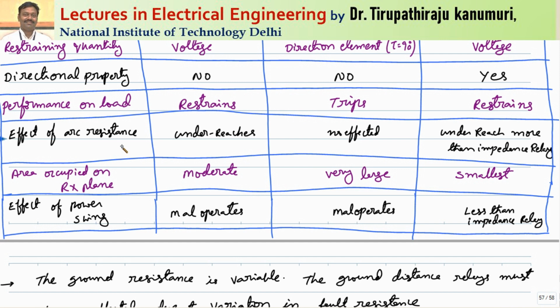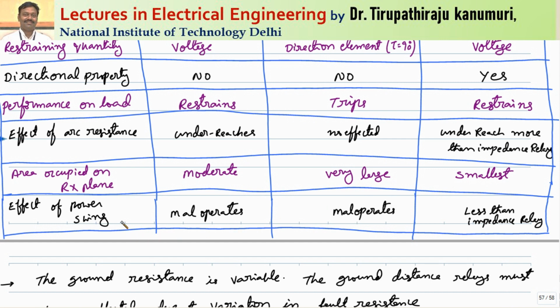So now the effect of the arc resistance: we have just proved there is no effect of arc resistance for the reactance relay, and it under reaches for the impedance relay, and for the mho relay it under reaches more than the impedance relay. These two under reach, but the effect on the mho relay is more. The area occupied in the R-X plane will be moderate for the impedance relay, very large for the reactance relay, and smallest for the mho relay.